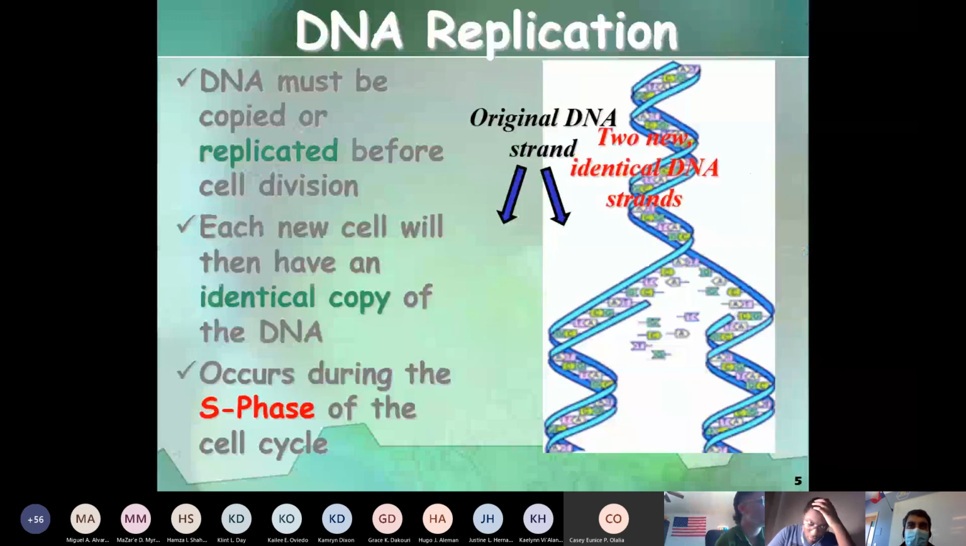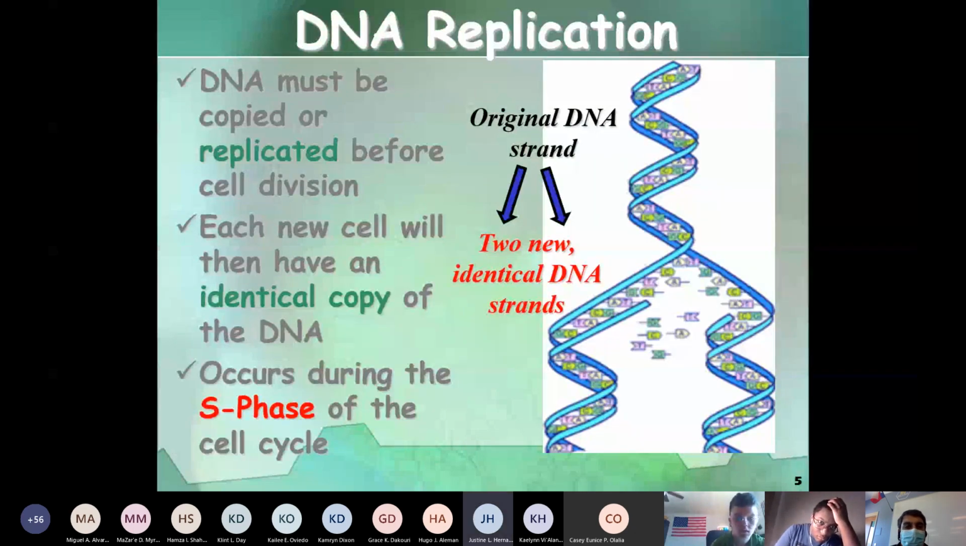Can I get someone to read this? Justine, would you mind reading it? DNA must be copied or replicated before cell division. Each new cell will then have an identical copy of the DNA. Occurs during the S phase of the cell cycle. Very good. Thank you, Justine.